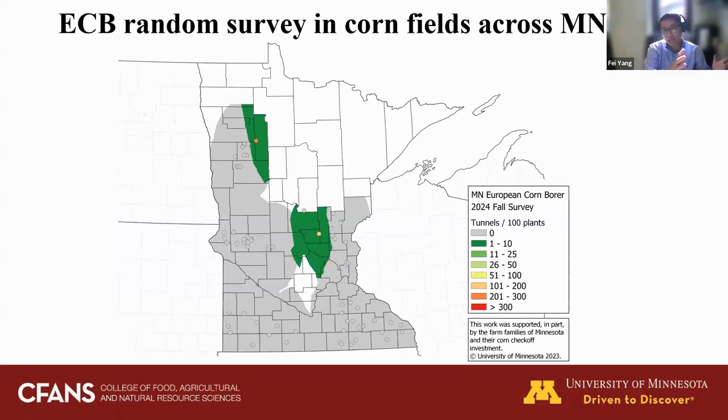In addition to the lab bioassays, we also did some field surveys. This is the field survey for Minnesota, as we mentioned. Most areas have low pressure, and the insect, ECB, is still low in the landscape. However, we have some hot spots. These colorful ones are the hot spots.